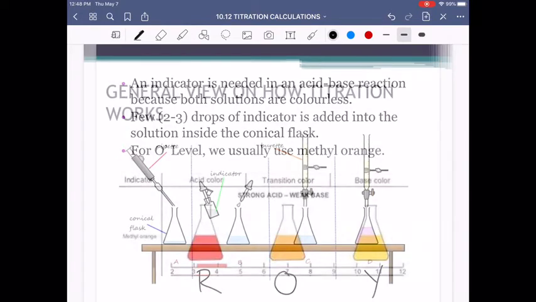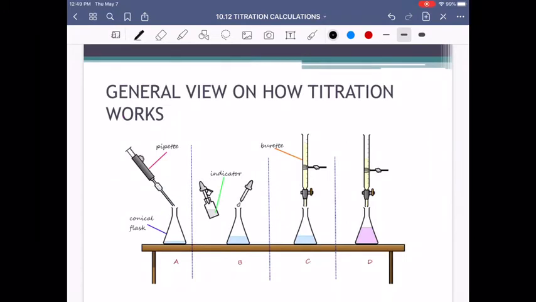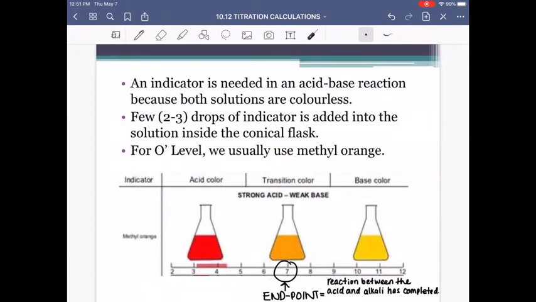Okay, this is the general view on how titration works. I don't need to explain this so much; you will know once you do it in the practical lesson. Oh yes, during your titration, once the color in the flask has turned the first orange color, it means that your reaction is completed. The reaction between the acid and alkali has completed. The name for this is the endpoint. Endpoint is where your solution inside the flask is neutral at pH 7.